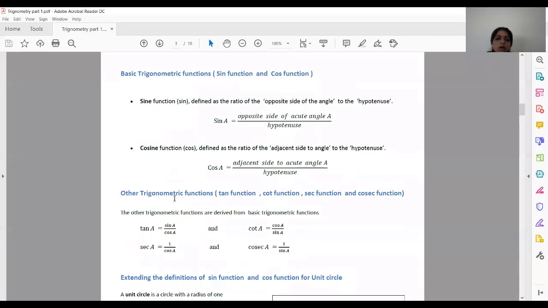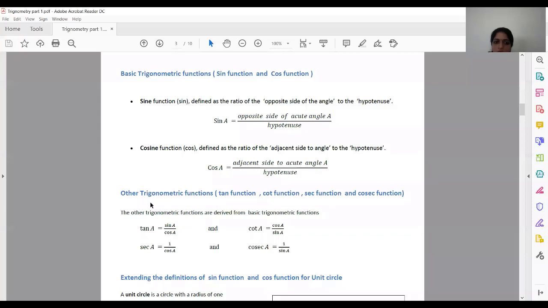Now, the basic trigonometry functions. We have many trigonometry functions, but the basic trigonometry functions are what? Sine function and cos function. And you know that the sine function is defined as the ratio of the opposite side of the angle to the hypotenuse. Similarly, the cos function is defined as the ratio of the adjacent side to the angle to the hypotenuse.